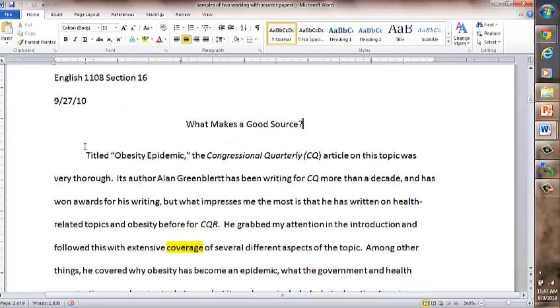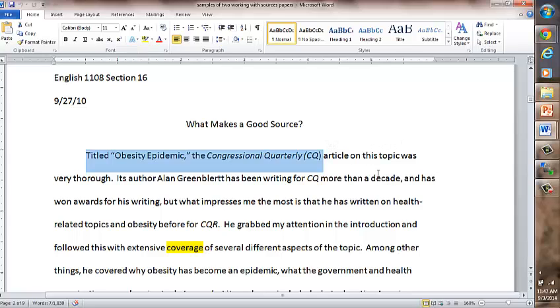Tell me about your first source. Titled The Obesity Epidemic, the Congressional Quarterly article on this topic was very thorough. And we'll go on from there. Notice our titles are treated correctly here. The smaller unit is the one in quotes. The larger title is the one in italics. That's how titles go. Larger units, books, titles of films, titles of periodicals, and the larger scheme of things are in italics. Titles of articles, chapters, poems, smaller units usually get the quotation marks, and that's how it goes.